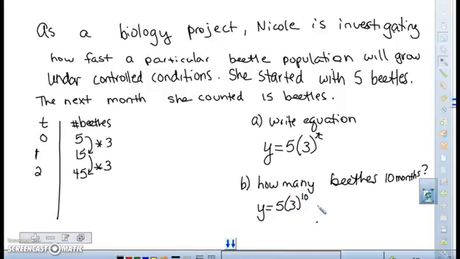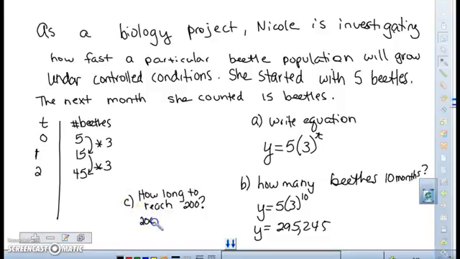Use your calculator. So then she would have 295,245 beetles. Part C. Consider how long it would take to reach 200 beetles. So 200 we're going for y, and then we're going to solve for t.